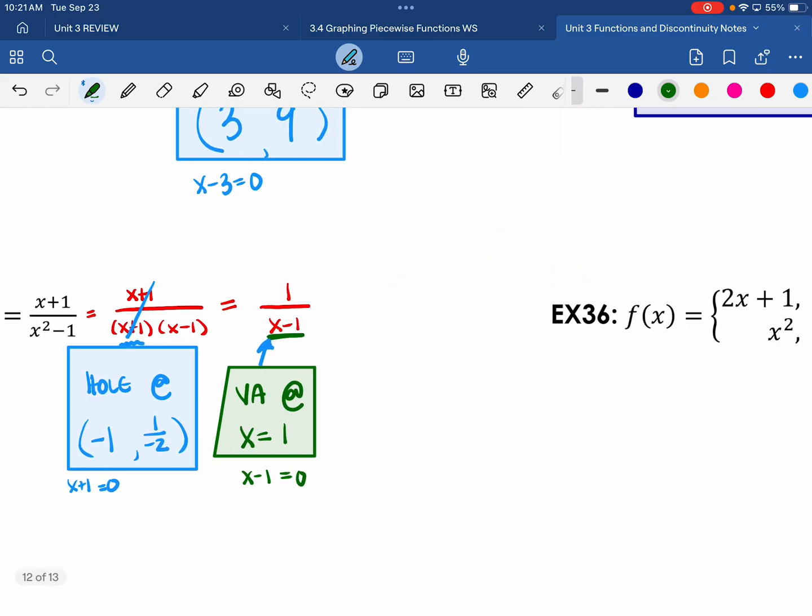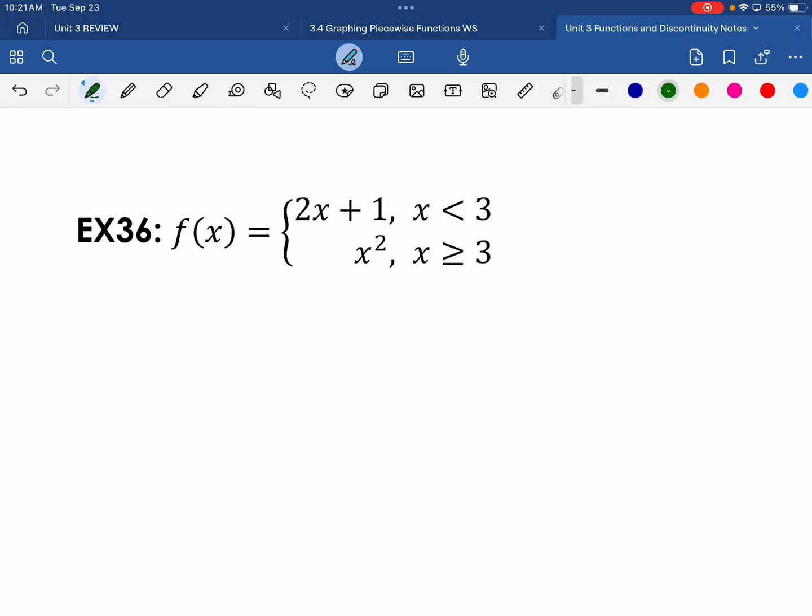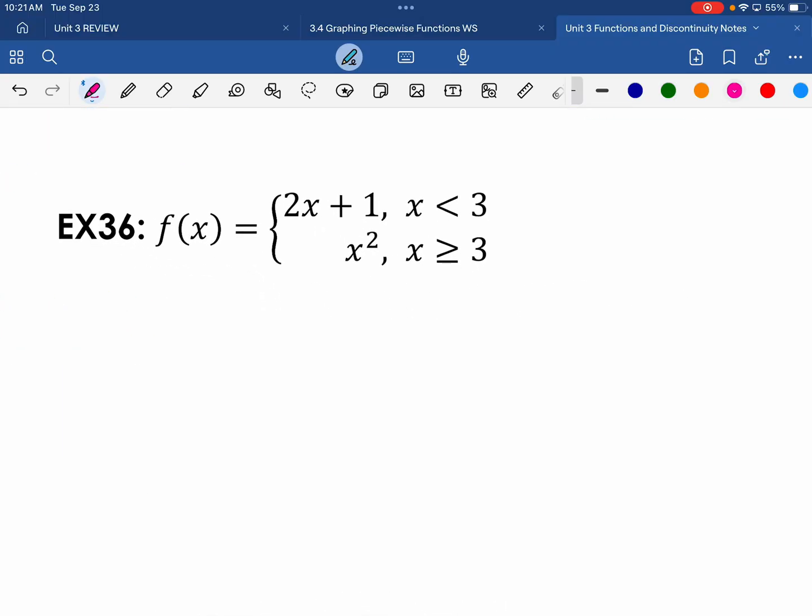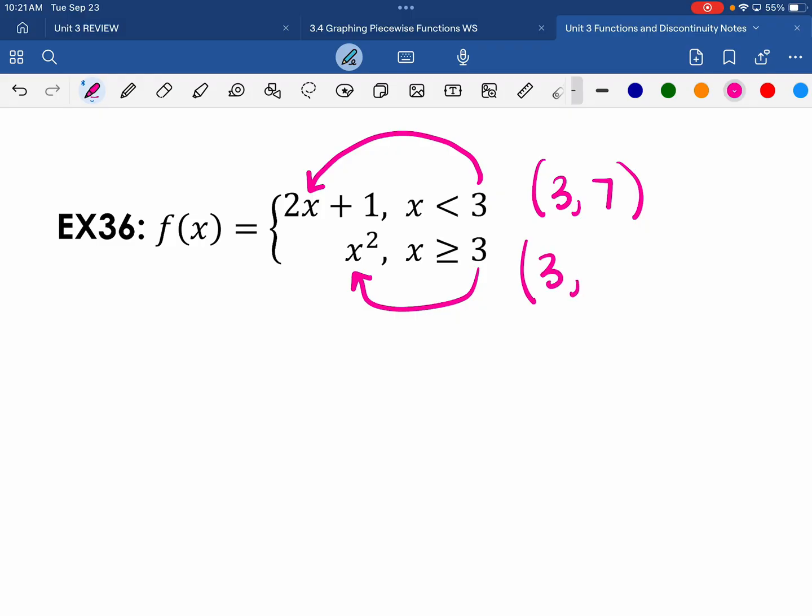All right, let's go to the right. Let's do 36. All right, 36 is a piecewise. So we're going to check our endpoint. So I'm going to plug 3 in. 2 times 3 is? Plus 1? 7. What's 3 squared? 9.